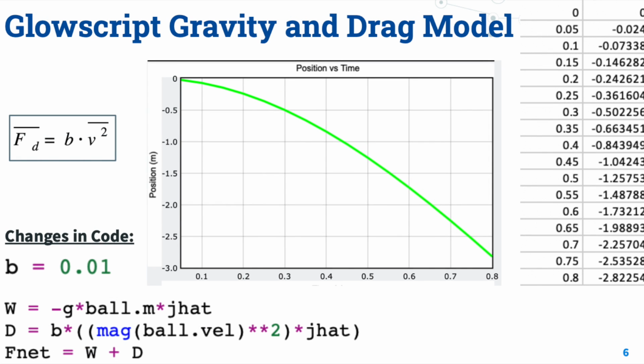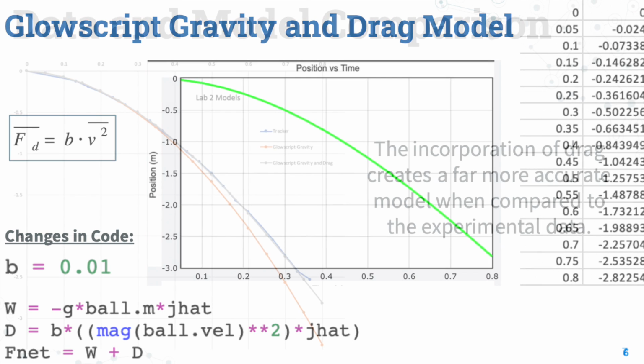Like my last model, weight is included again. However, this time I also include the drag force, which is given as b multiplied by the velocity of the object squared. b is a proportionality constant which is found through trial and error, which I got to be 0.01.